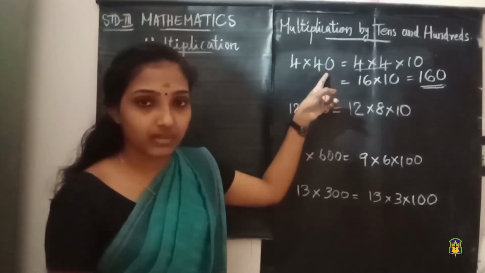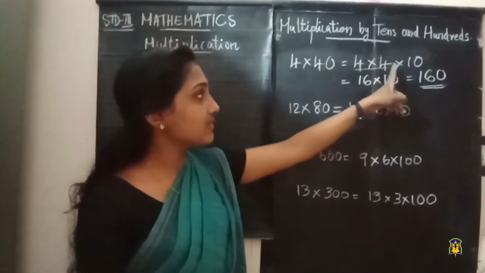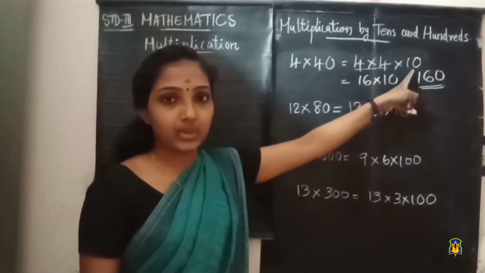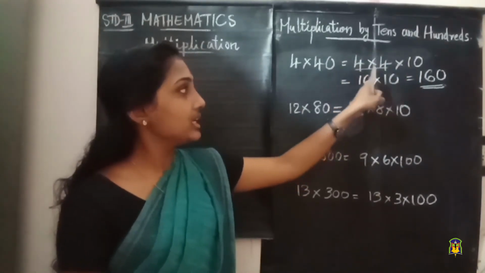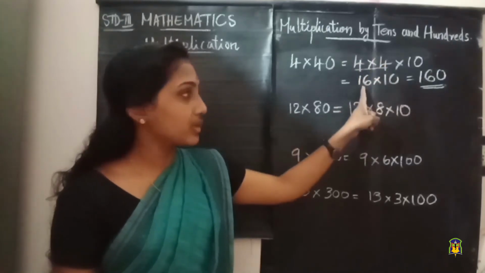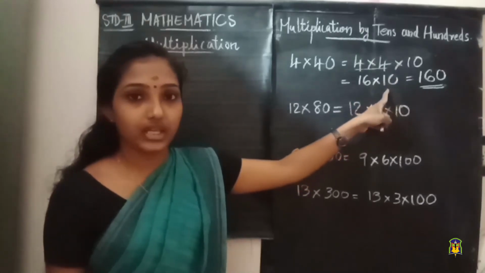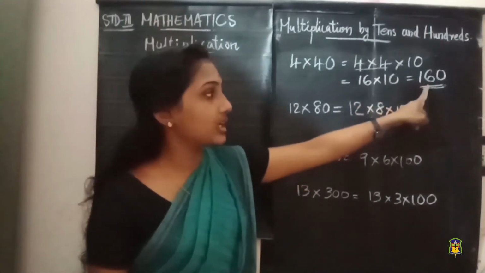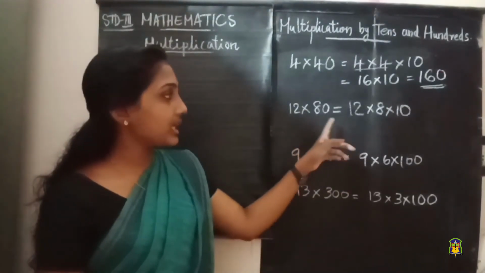So to multiply a number with the multiples of 10, 40 is a multiple of 10. To multiply it, 40 can be written as 4 into 10. First we have to multiply the first two numbers, so here it is 4 into 4. 4 into 4 gives 16. Then 16 into 10 is also there. 16 into 10 gives 160.